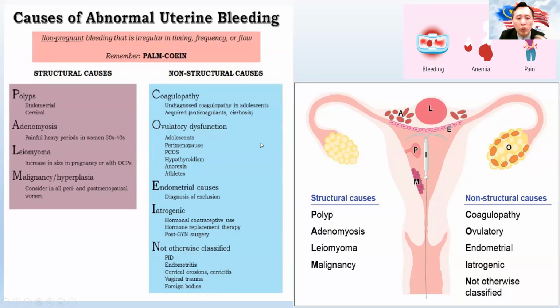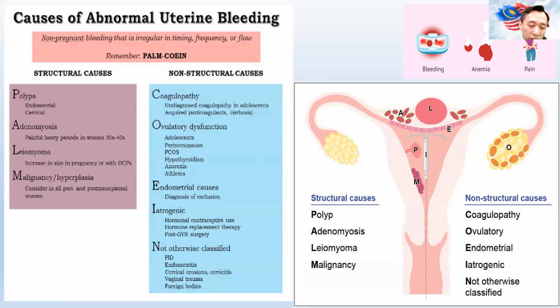It can be due to ovulation dysfunction. In adolescents, the hypothalamic-pituitary-ovarian axis is not matured, so sometimes they can have abnormal uterine bleeding or menorrhagia. In perimenopause, because the ovary no longer has many eggs inside, the ovulation can be dysfunctional. Also polycystic ovarian syndrome, hypothyroidism, anorexia, et cetera. Other than that, dysfunctional uterine bleeding is a diagnosis of exclusion. You must exclude other causes in order to diagnose dysfunctional uterine bleeding.